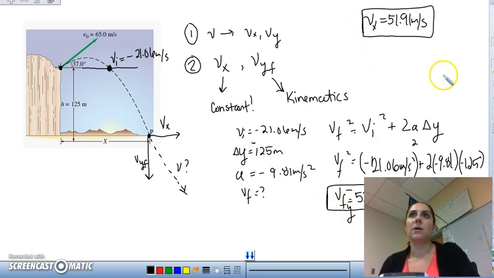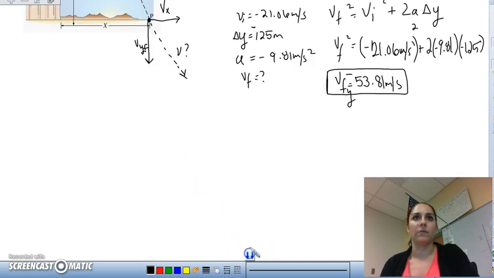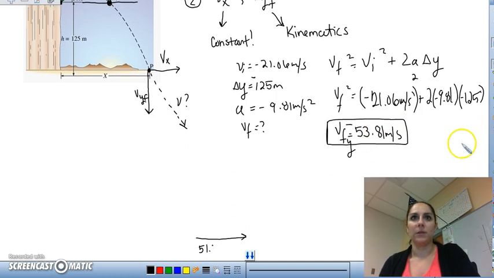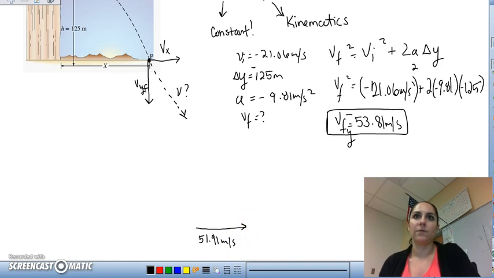So, in order to solve the official part, we have to figure out this angle. If you look at what the motion is doing, it's going over with a magnitude of 51.91 meters per second, and it is also falling.